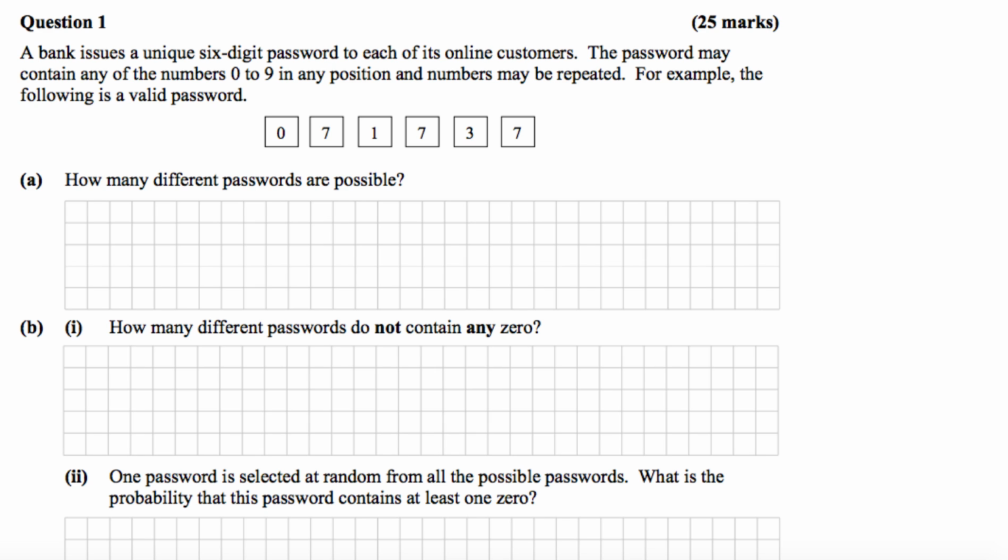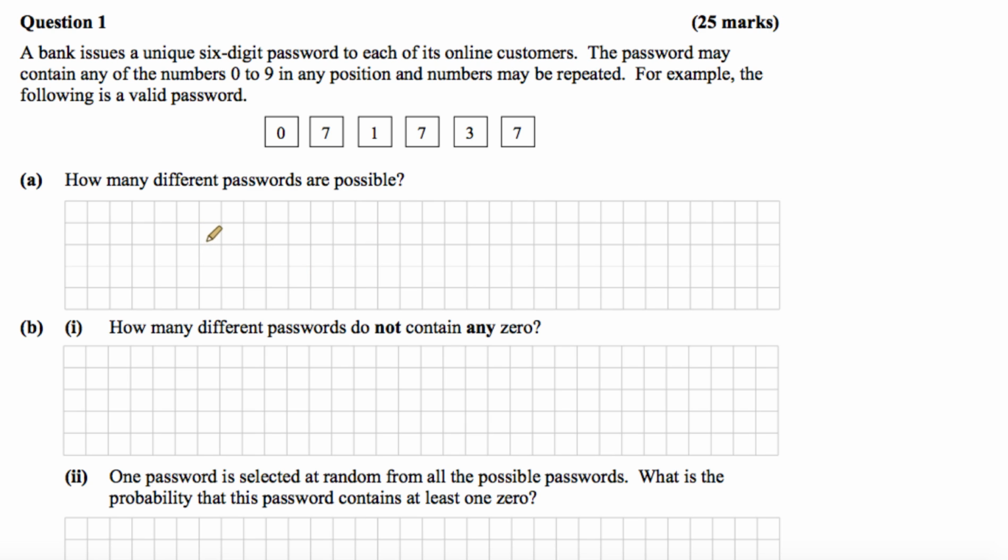So this is the 2015 Leaving Cert Ordinary Level Paper 2, and we're looking at question number 1. A bank issues a unique 6-digit password to each of its online customers. The password may contain any of the numbers 0 to 9 in any position, and numbers may be repeated. For example, the following is a valid password. So we have one example here. Part A says how many different passwords are possible.